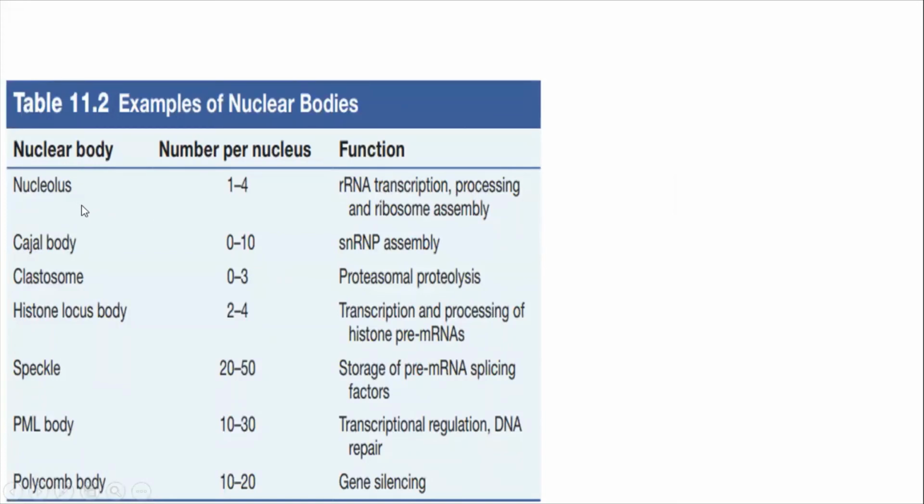So nucleolus, the number per nucleus is 1 to 4, and its function is in RNA transcription and processing. Then there are Cajal bodies, clastosome, histone locus body, speckle, PML bodies, and polycomb body. We'll talk about what this PML and polycomb body are as we progress in this lecture. This has become important right now because we started talking about gene silencing, interference, RNA, etc. These are all in the light now, so it's better that we study about this.